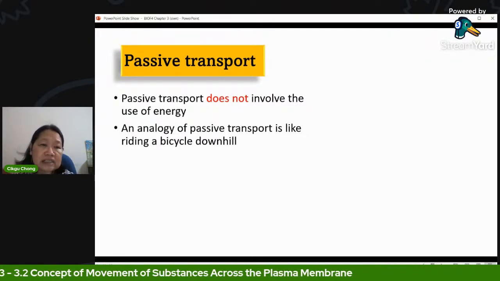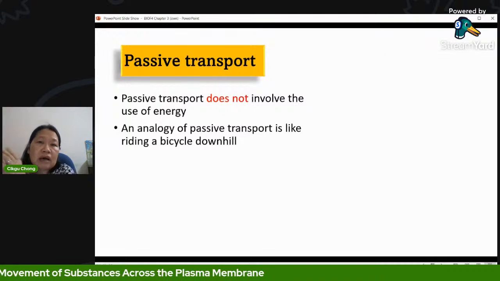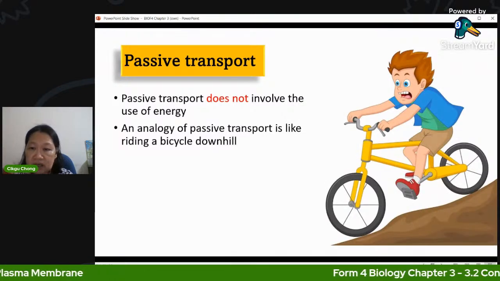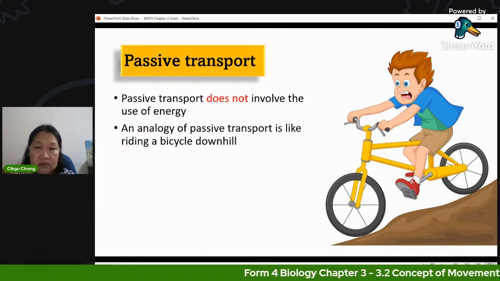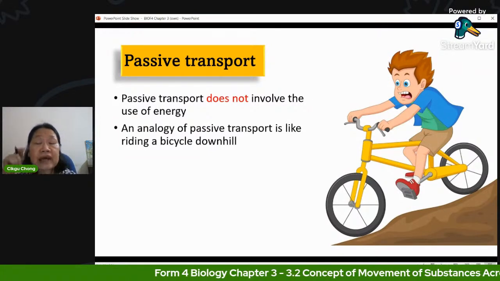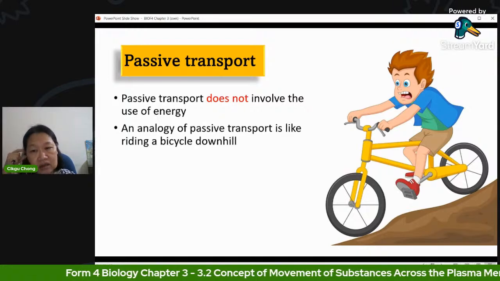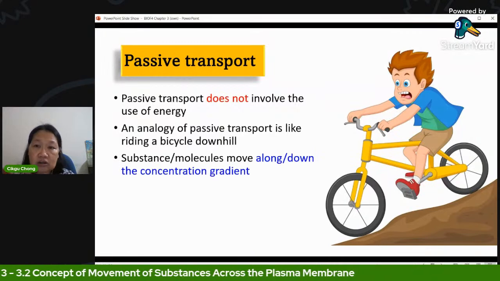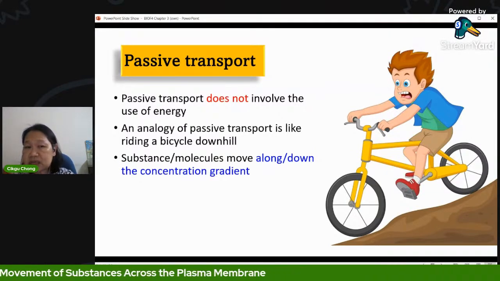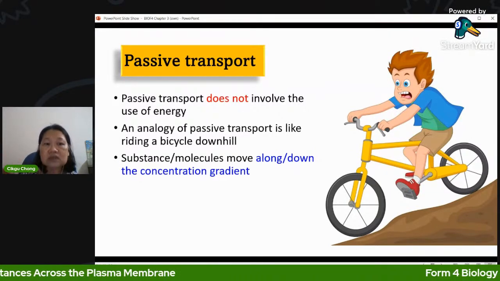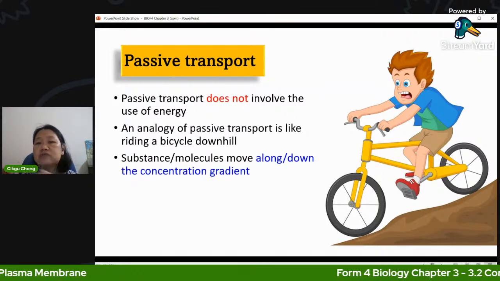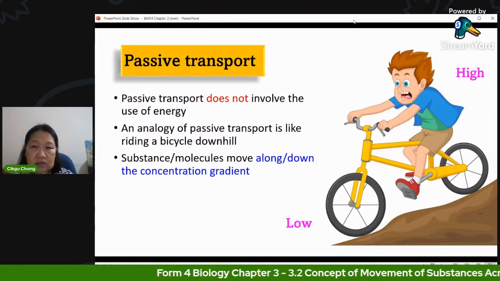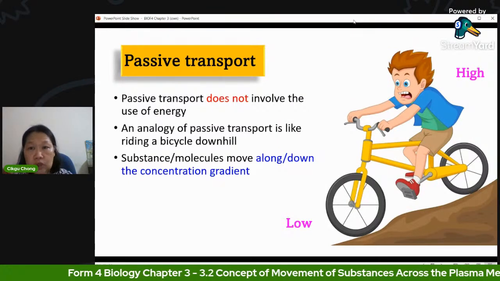It's like riding a bicycle downhill, right? Something coming down by itself. If it goes downhill, when you're riding a bicycle down, you don't even have to pedal. You don't have to put your energy to pedal the bicycle, because gravity is doing the job for you, right? You have a higher concentration. It's like substances that move along or down the concentration gradient. It's always from more to less, or what we call a higher concentration, to a region of lower concentration.